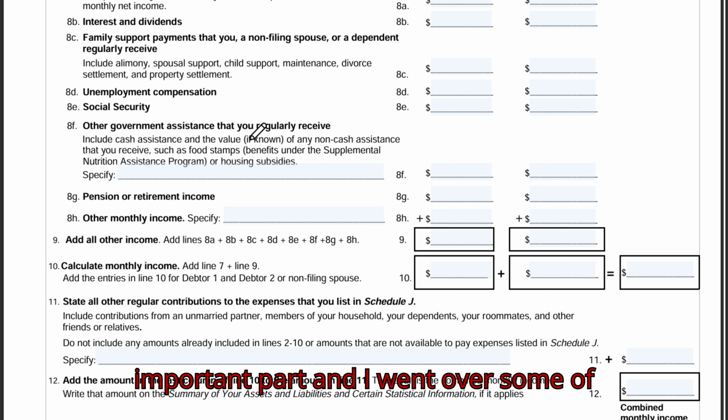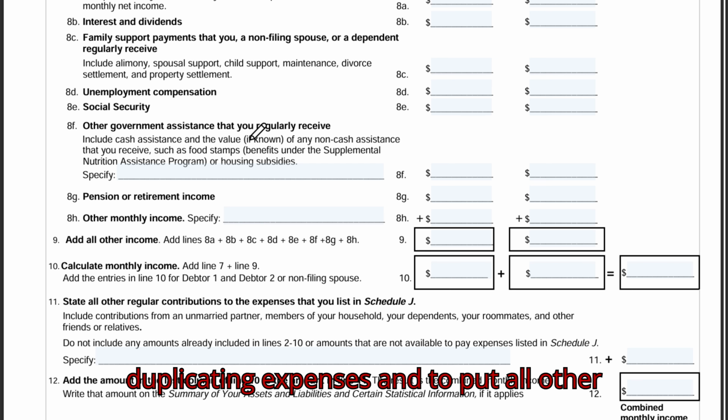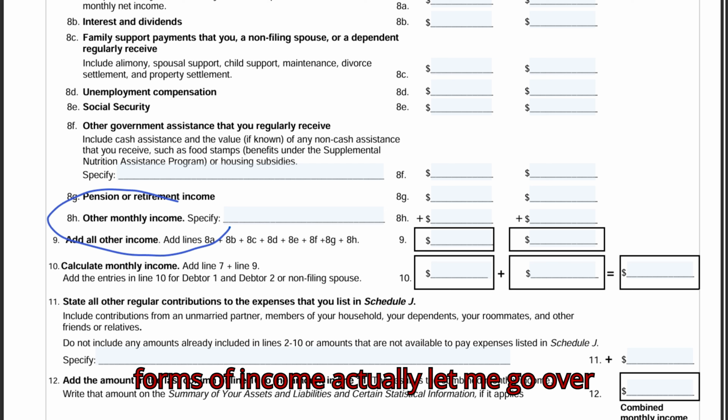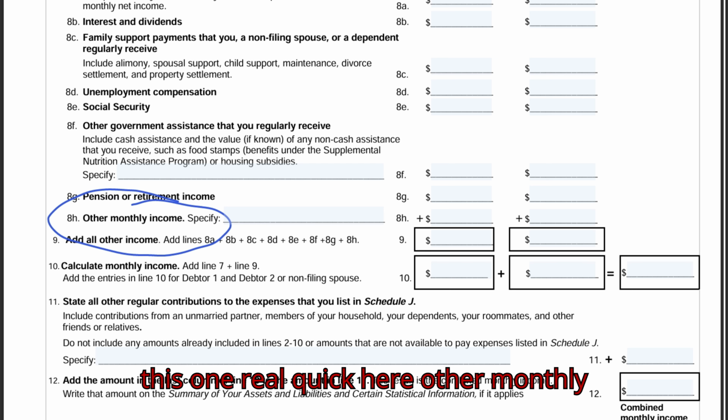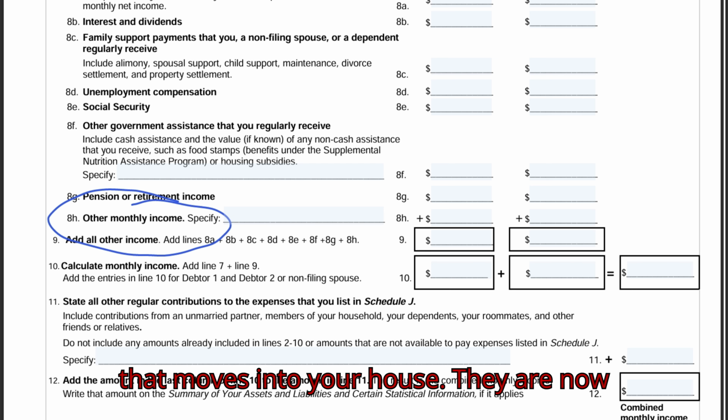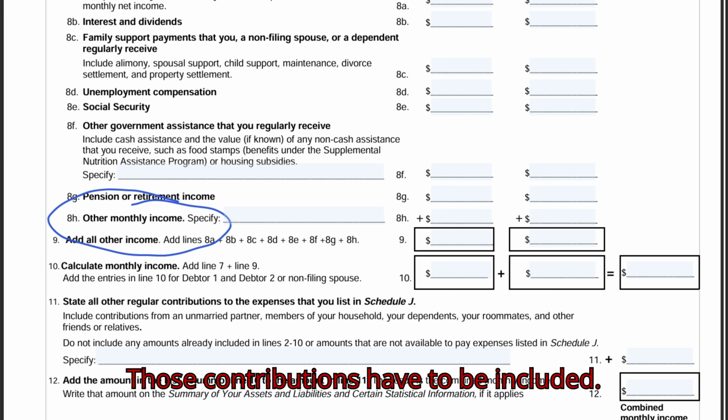Now, here's the important part. I went over some of the issues you're going to face, and remember to make sure you're not duplicating expenses and to put all other forms of income. Actually, let me go over this one real quick here. Other monthly income. If you have a family member that moves into your house, they are now contributing to the household expenses. Those contributions have to be included.